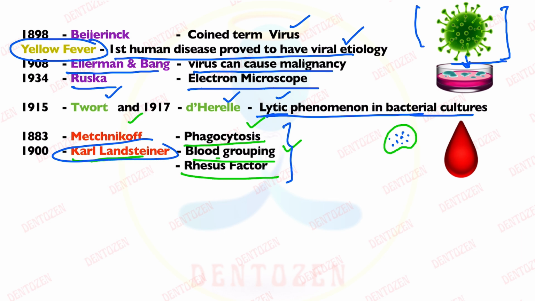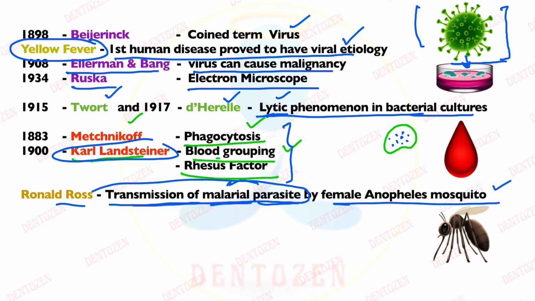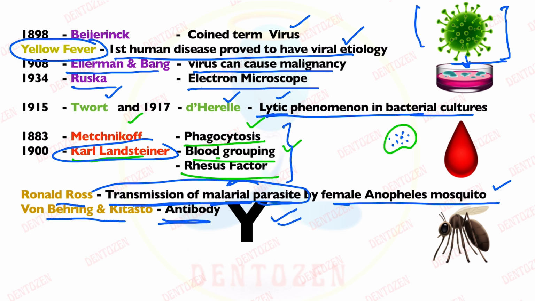Then parasites were also discovered. Another important discovery came from Ronald Ross. He discovered that the malarial parasite which causes malaria can be transmitted by the female Anopheles mosquito. Another important factor that was discovered in blood is called the humoral factor, which is also called antibody. That was done by von Behring and Kitasato.